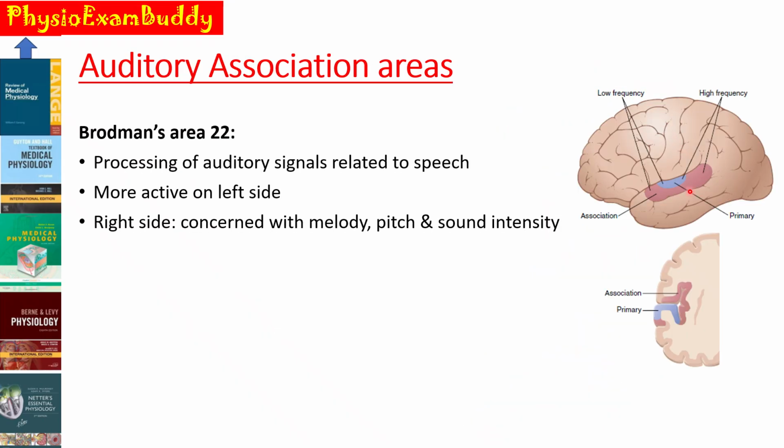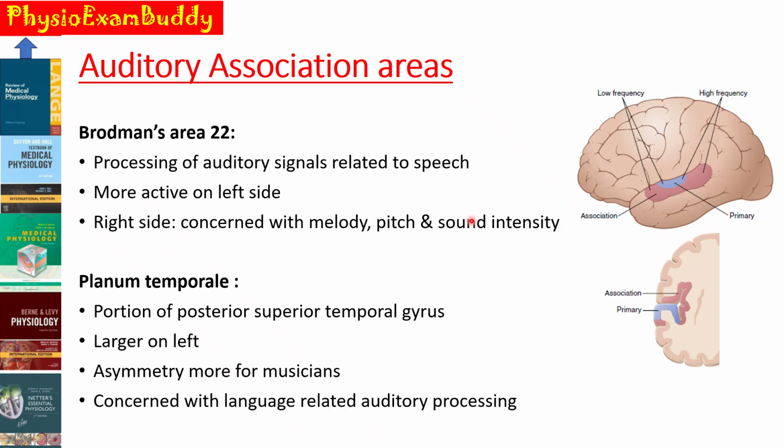Along with the primary auditory cortex, which is represented by a blue color, there are certain association areas, that is, the auditory association area surrounding the primary auditory cortex, which also helps in the hearing mechanism. So the first association area is Brodmann's area number 22, and it helps to process the auditory signals mainly related to our speech, and it is more active on the left side, whereas the right side is concerned with melody, pitch as well as sound intensity.